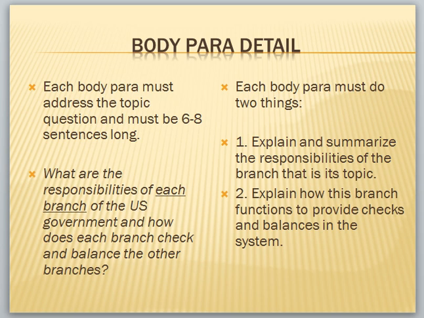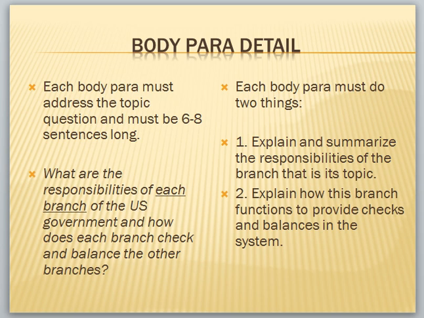Let's say your body paragraph is 7 sentences long. One sentence is the topic sentence, and you've got to do two things in 6 sentences, so it stands to reason that in 3 or 4 sentences you're going to describe and summarize the responsibilities of that branch. For example, in my legislative branch body paragraph, the first 3 to 4 sentences I'm going to describe and summarize the responsibilities of the legislative branch. What does that branch do? What's it made up of? I'm going to explain what Congress does and how it's structured. The next thing I'm going to do, probably in 3 or 4 sentences too, is explain how Congress and the legislative branch provides checks and balances to the system.